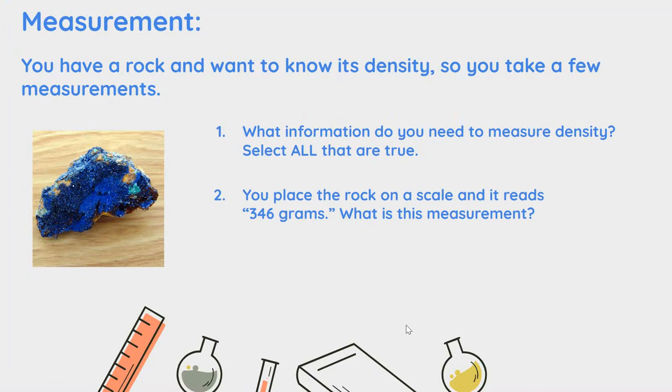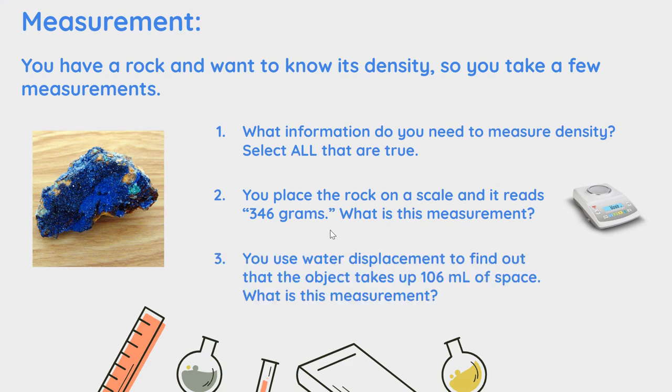Next, you place the rock on a scale, and the scale reads 346 grams, or it might say 346 with a lowercase g. What is this a measurement of, this 346 grams? And finally, you use the water displacement method to find out that the object takes up 106 milliliters of space. You basically drop it in this graduated cylinder. When we find that 106 milliliters of space, what is this a measurement of?